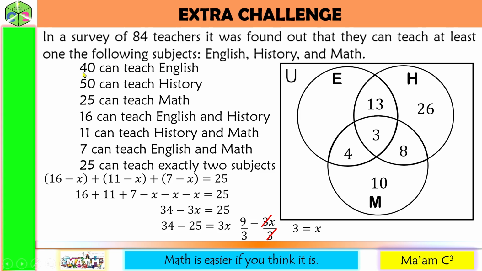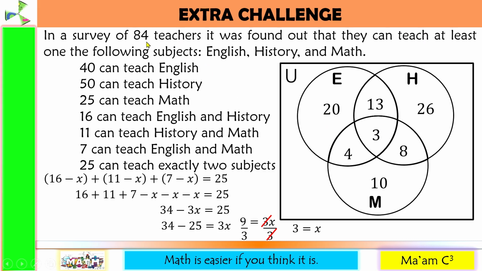And then 40 can teach English. So the totality in English must be 40. We already have 13 plus 3 is 16. 16 plus 4 is 20. So 40 minus 20 is equal to 20.